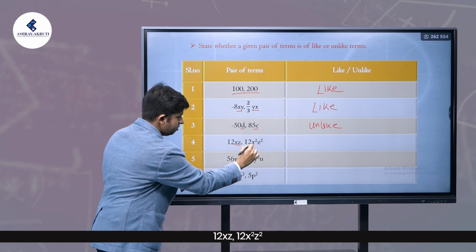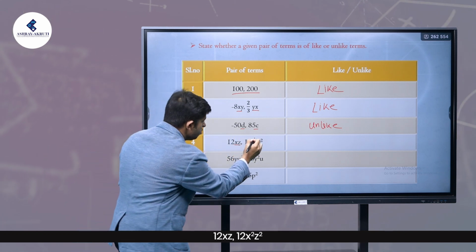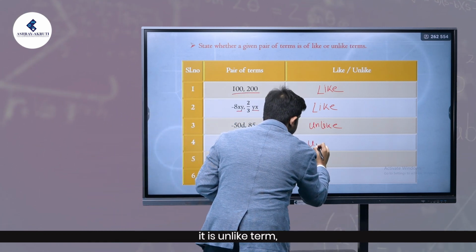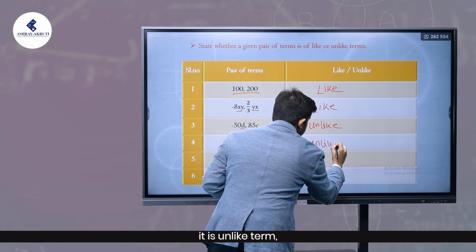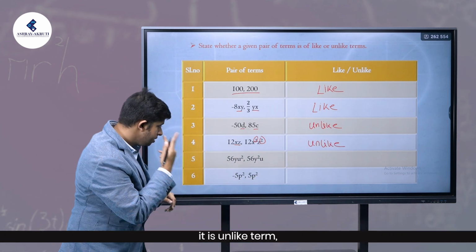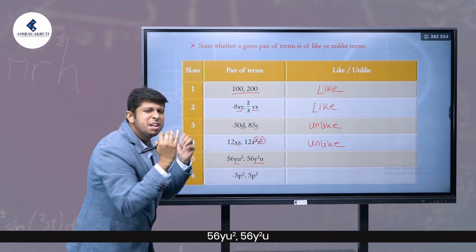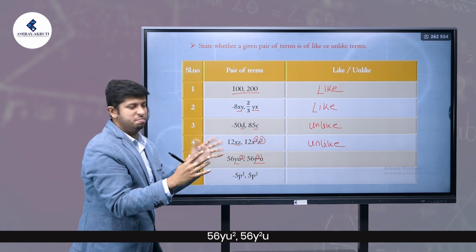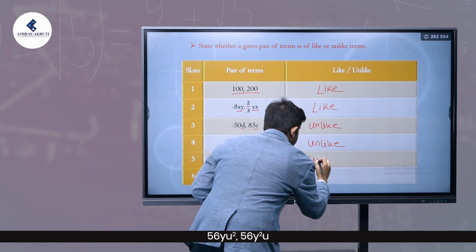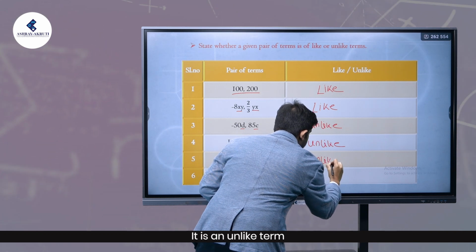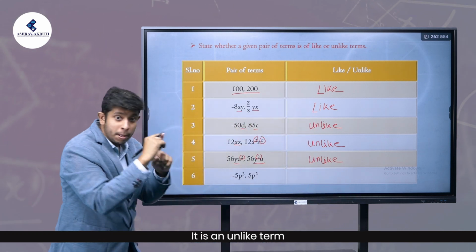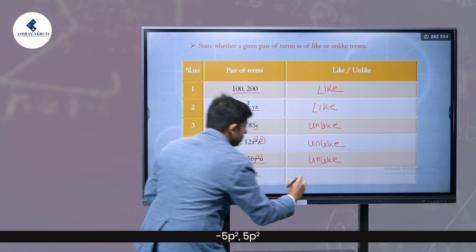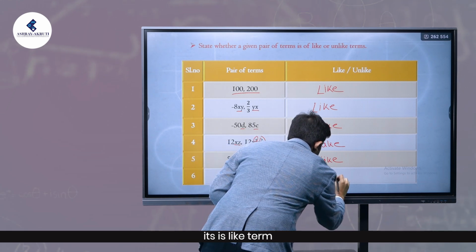12xz, comma 12x square z square. It is an unlike term. 56yu square, comma 56y square u. It is an unlike term. Minus 5p square, comma 5p square. It is a like term.